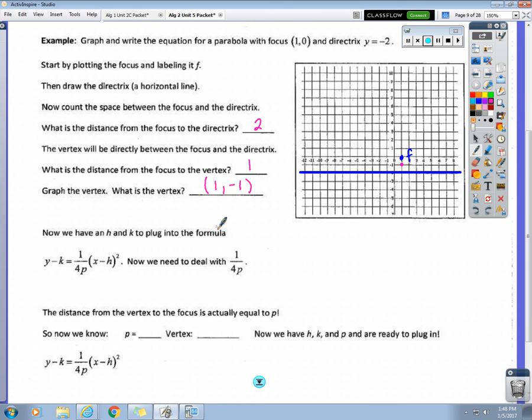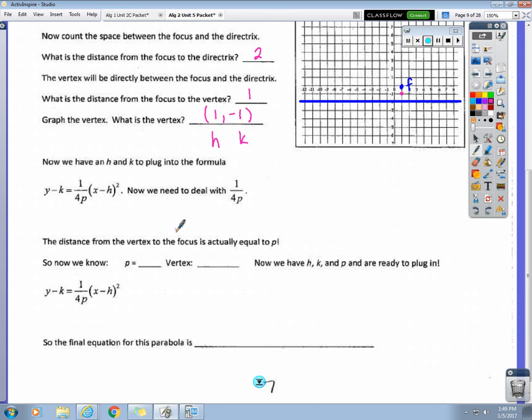Now we have an h and k to plug into the formula. Because isn't the vertex your h and your k? Okay? The distance from the vertex to the focus is actually equal to p. So what is p equal? 1. Okay, the distance from the vertex to the focus is your p-value. And that's 1 unit from the vertex to the focus. Our vertex is (1, -1). So that's our h and our k. Now we have the information needed to write the equation of this parabola.